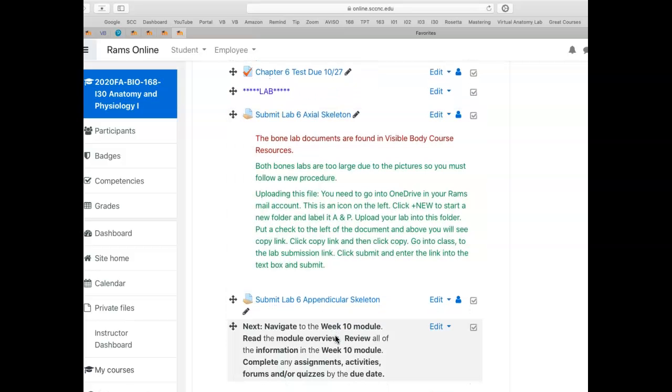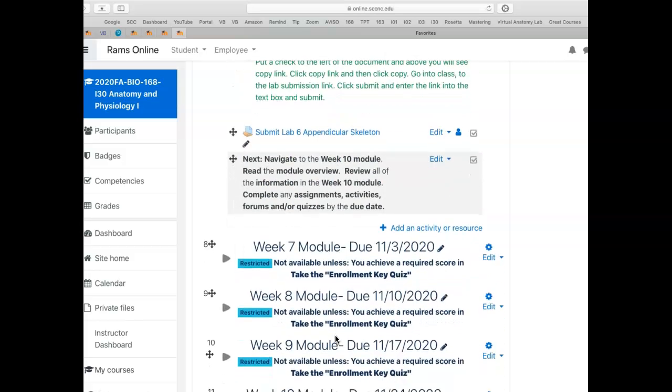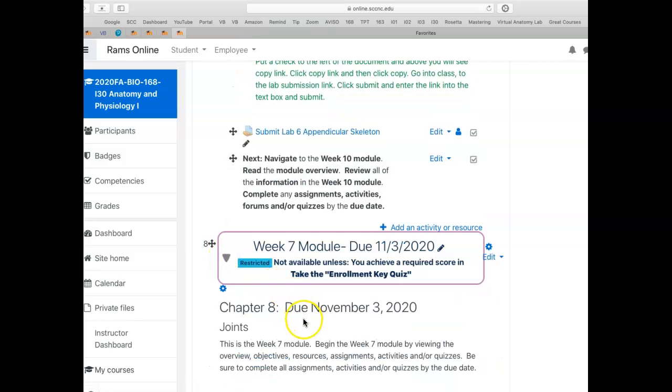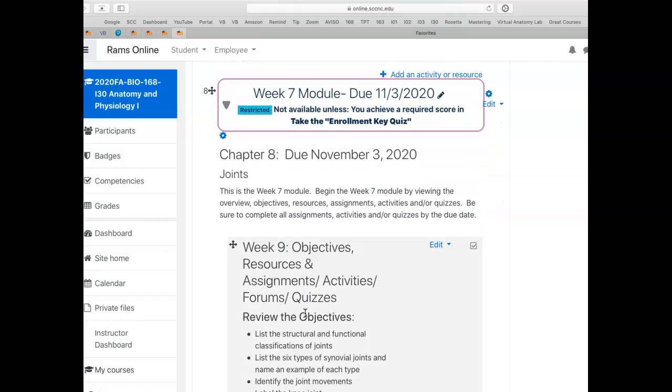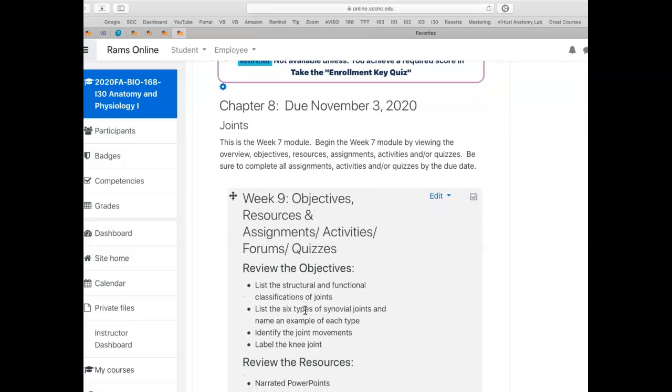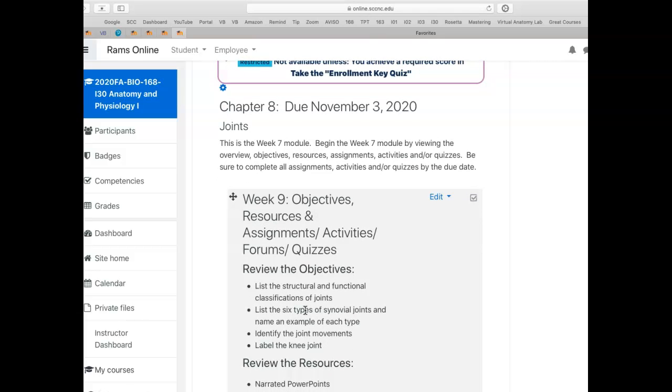So after you take your exam tomorrow night, you will begin your Module 7, which is the joints. Now, the joint chapter is not very difficult, but you've got to memorize that chart. So for that chart, watch the narrated PowerPoints.